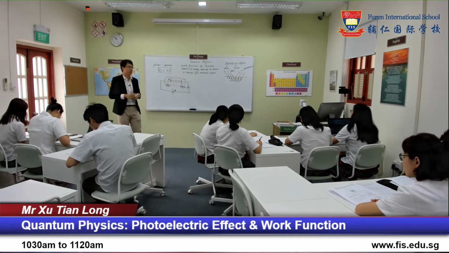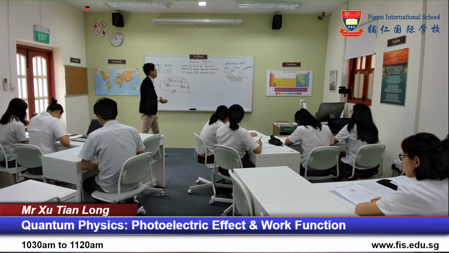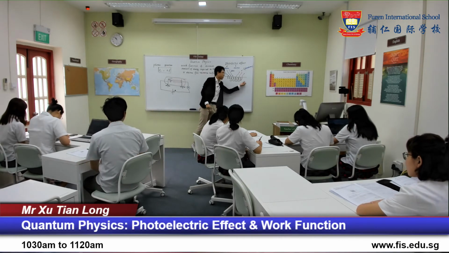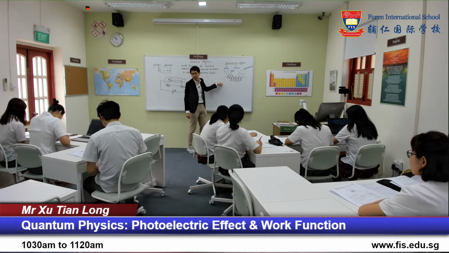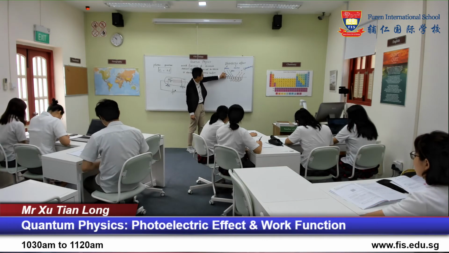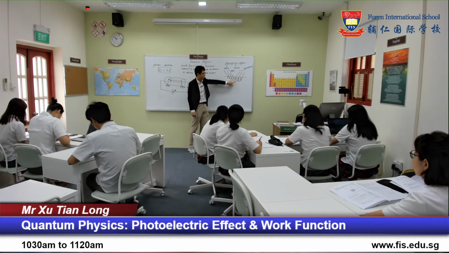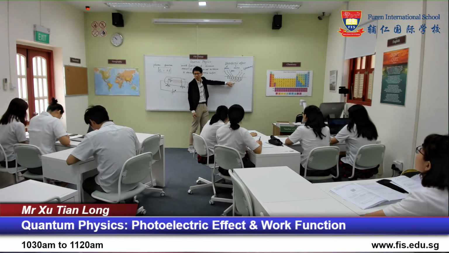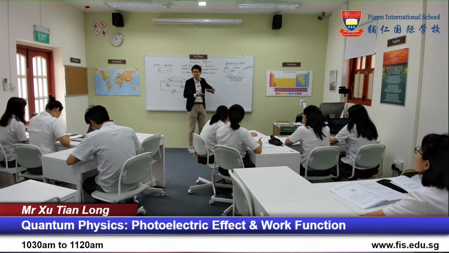So just now we already discussed that for metal, there is metallic bond inside the metal. And in order to remove the electron from the metal, you need to do some kind of work to break the metallic bond. And this process takes energy.